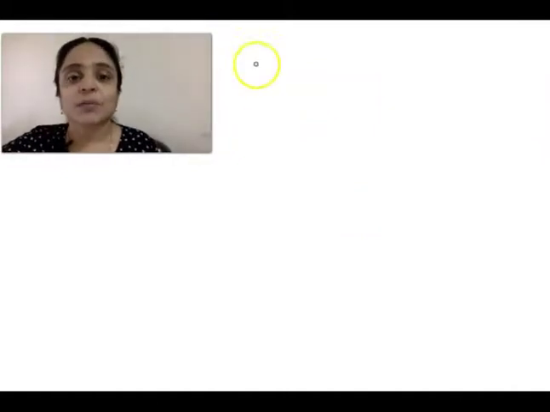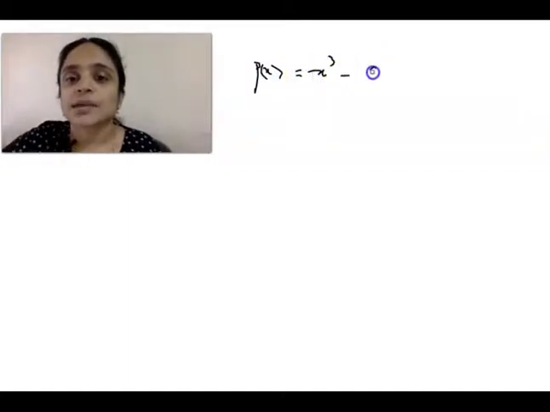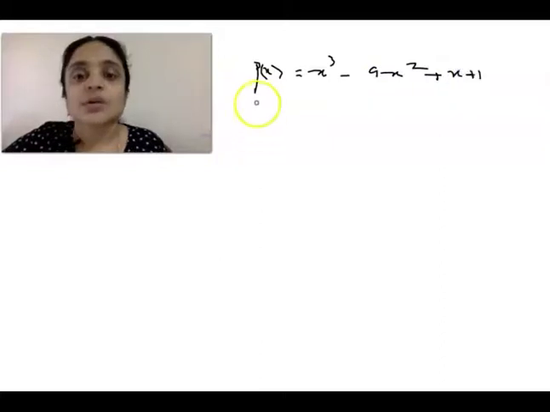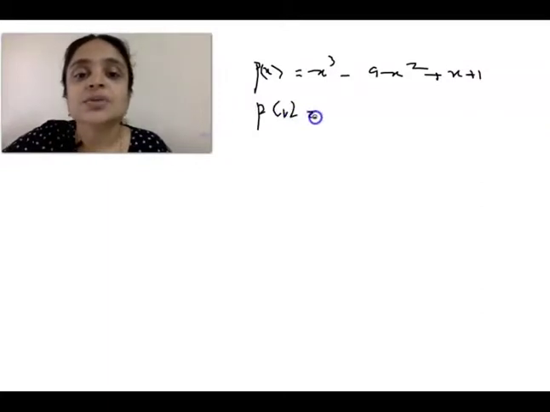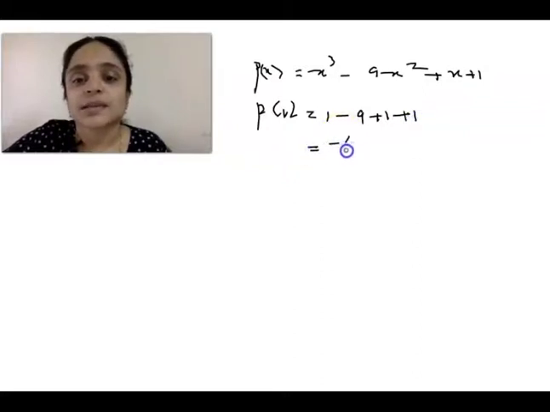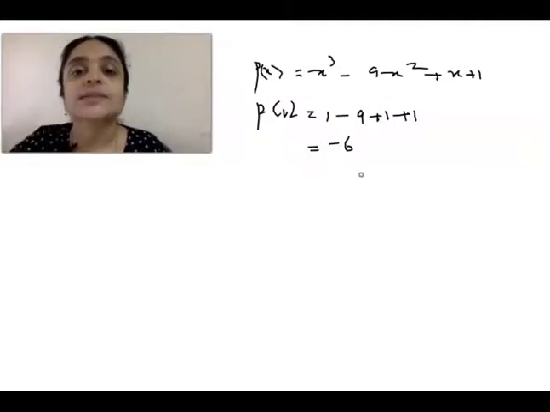Let us have a polynomial, and let us denote it as p of x, equal to x cube minus 9x square plus x plus 1. So, what is the value of p of x at x equal to 1? We substitute 1 for x. 1 cube is 1, minus 9 into 1 square is 1 minus 9, plus 1 plus 1, right? So, 3 minus 9 equal to minus 6. So, the value of this polynomial at x equal to 1 is minus 6.